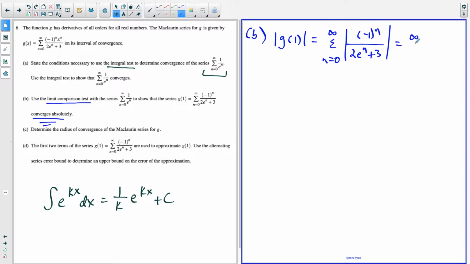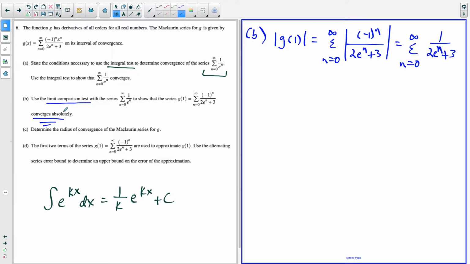If we simplify this, this is the series from n equals 0 to infinity of 1 over 2e to the n plus 3. So we're trying to show that this series converges, and if you can show the absolute value of a series converges, that means the series converges absolutely. And remember, absolute convergence also implies regular convergence.